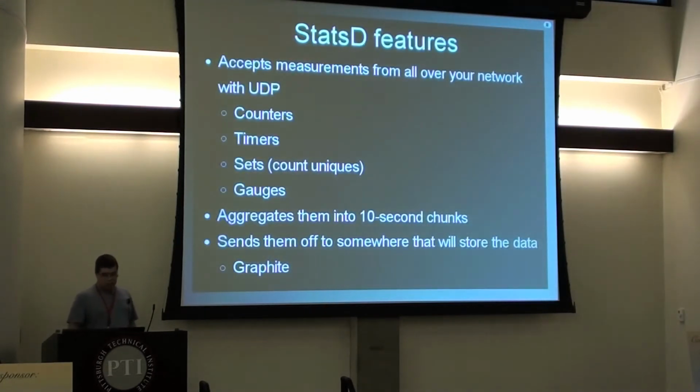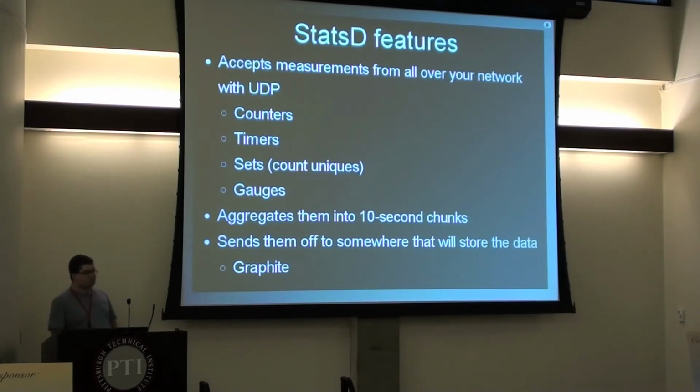So the way that StatsD works is it accepts stuff using UDP from anywhere on your network, which is nice. It means that if you have a piece of code running anywhere, all it needs to do is send a packet to StatsD, and eventually it will get tracked and it will end up on a graph somewhere. So it accepts all these measurements, it aggregates them into 10-second chunks, and then it sends them off to a data store. StatsD is actually just ephemeral. All it does is it collects data for 10 seconds at a time and sends it somewhere else. So Graphite, in this case, is actually the data store that makes graphs and things.